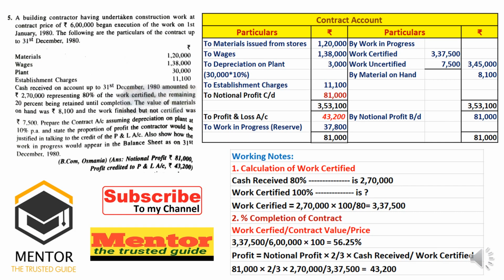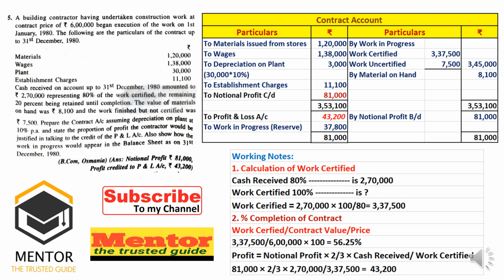So this is the 5th question. In this question there is nothing new. The simple procedure, the same thing we have to do. On the debit side of the contract account we have taken material, wages, depreciation on plant. Please bear in mind, whenever you find depreciation in the question, you write it directly on the debit side.